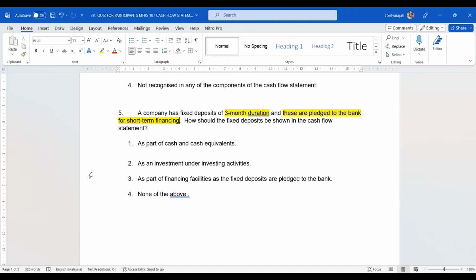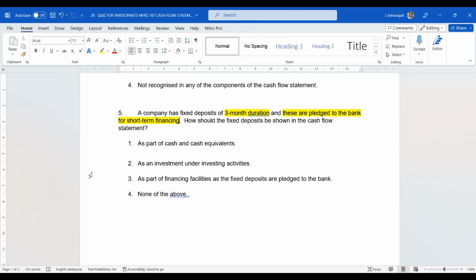So the confusion here was deliberately put in: 3 months duration, short-term financing. It is actually never part of the cash, even though it's pledged to a bank. To take it out of a pledge means you have to break the pledge. Breaking the pledge is not instant. It may take a week or 2 weeks for them to discharge that. So that is not a cash and cash equivalent.